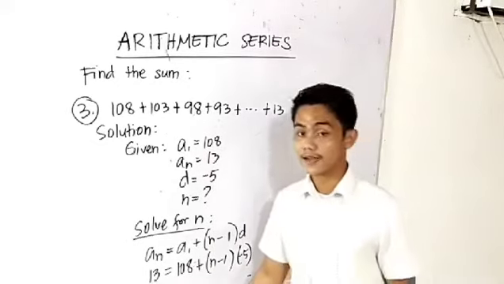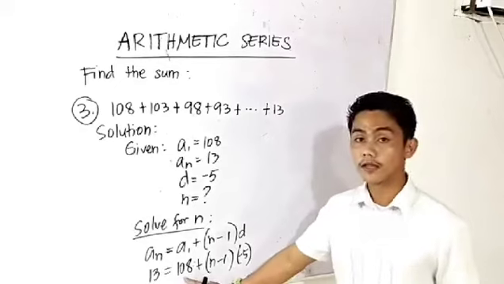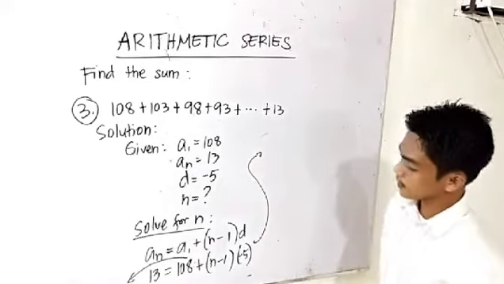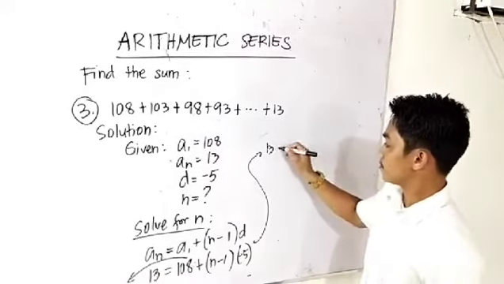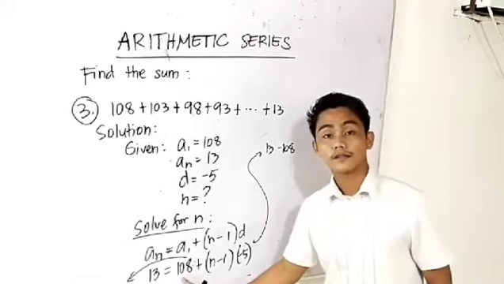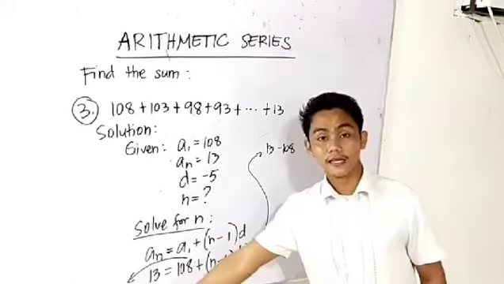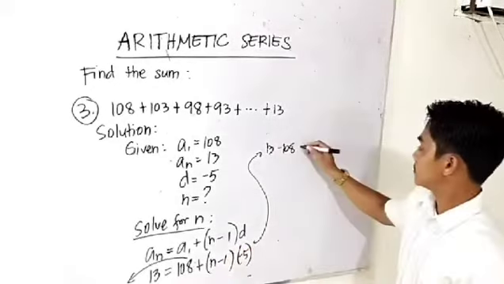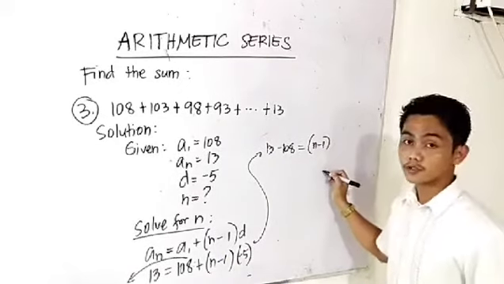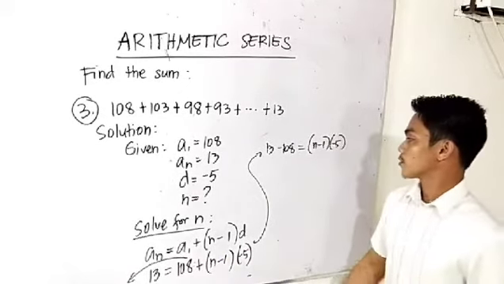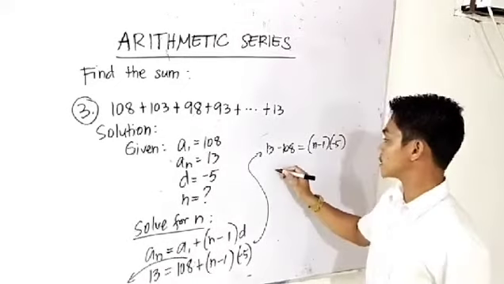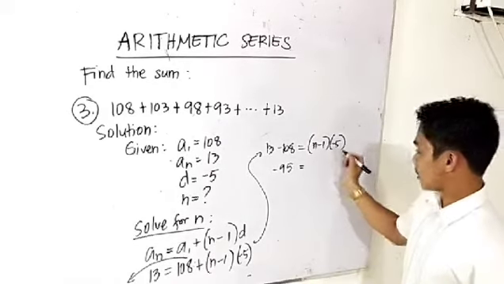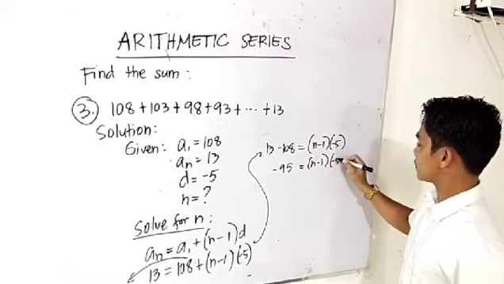Next step, combining like terms. 13 is a constant term, 108 is a constant term, so combine, transpose to the other side. Next step would be 13 minus 108 because 108 is positive. Pag nilipat natin sa kabila, magiging negative. So pag nilipat mo to, ang matitira dito, ito na lang, equals the quantity of n minus 1 times negative 5. So, 13 minus 108, obviously it is negative 95. Equals, copy the rest, n minus 1 multiplied by negative 5.